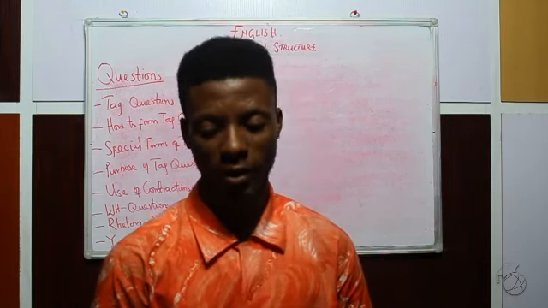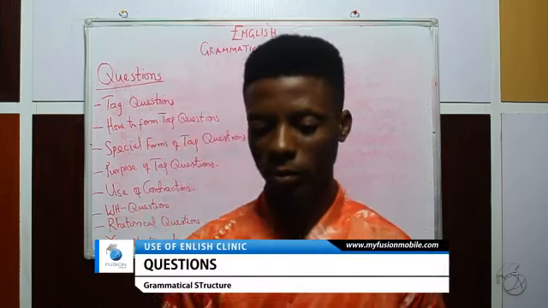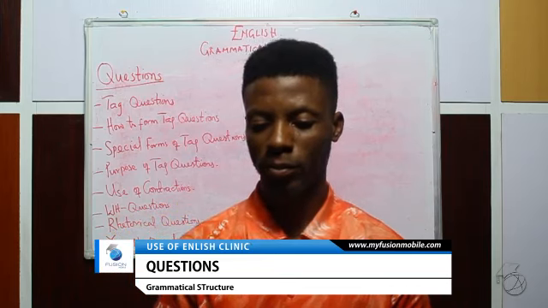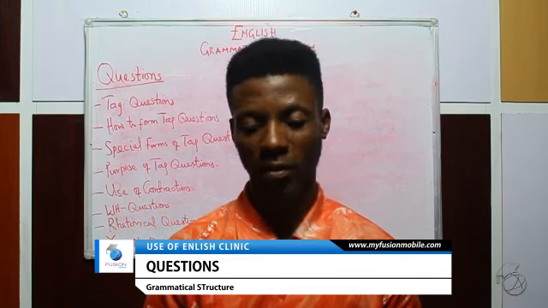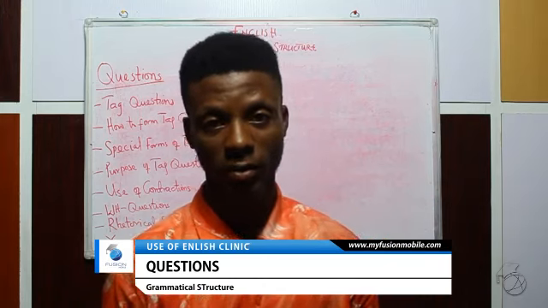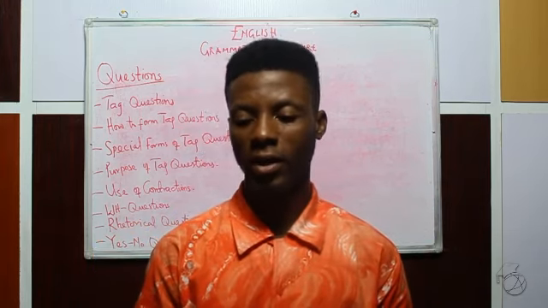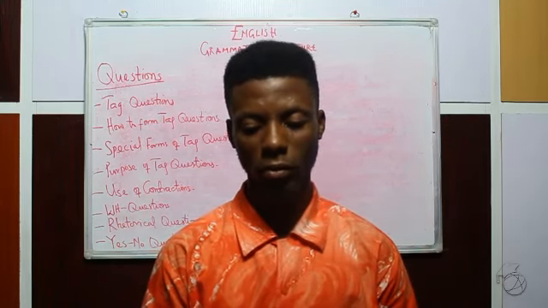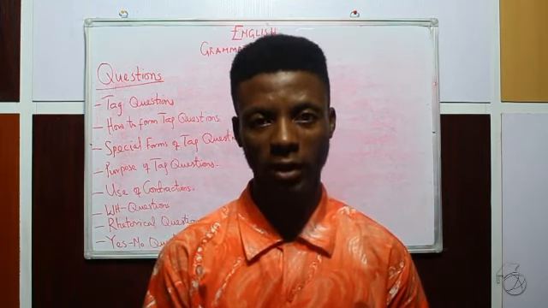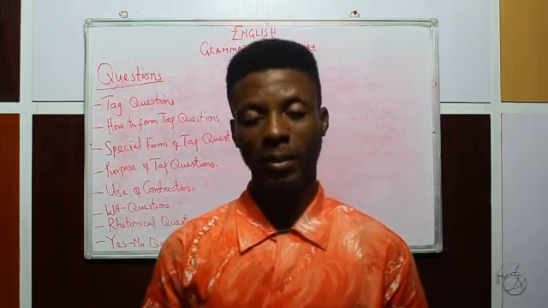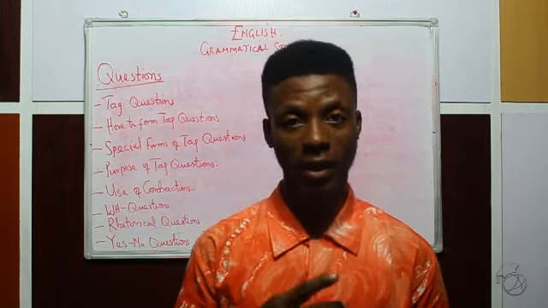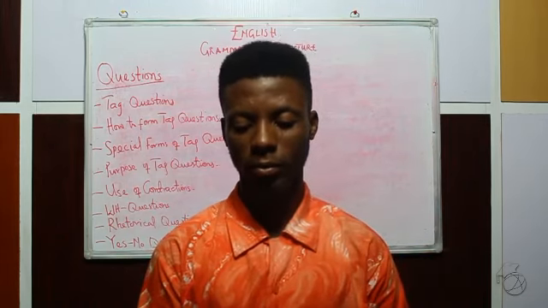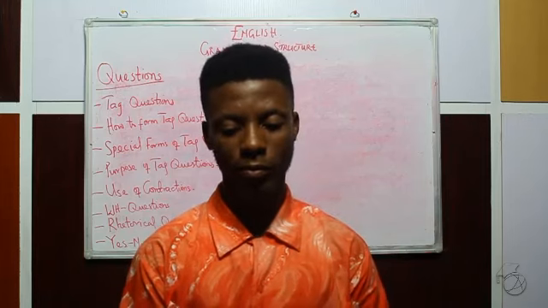How to form question tags or tag questions. There are 6 things students need to know about tag questions. First, positive statements, affirmatives, attract negative tags. Example, you are right, aren't you? They are going, aren't they? Second, negative statements attract positive or affirmative tags. Example, he is not here, is he? You are not right, are you?